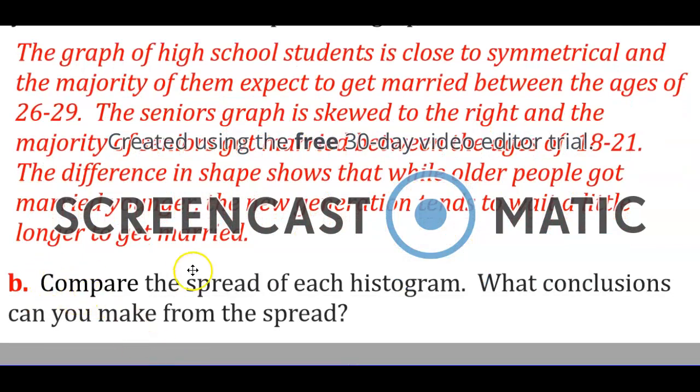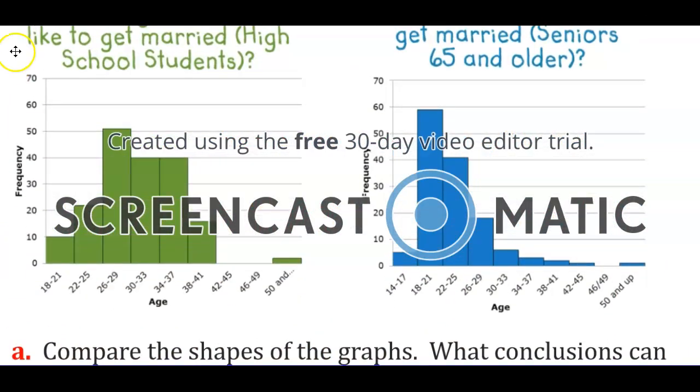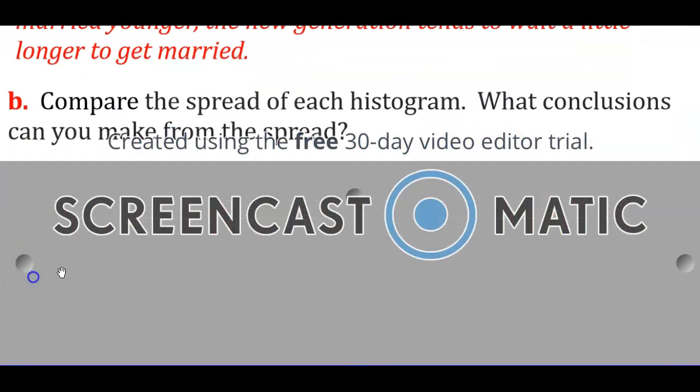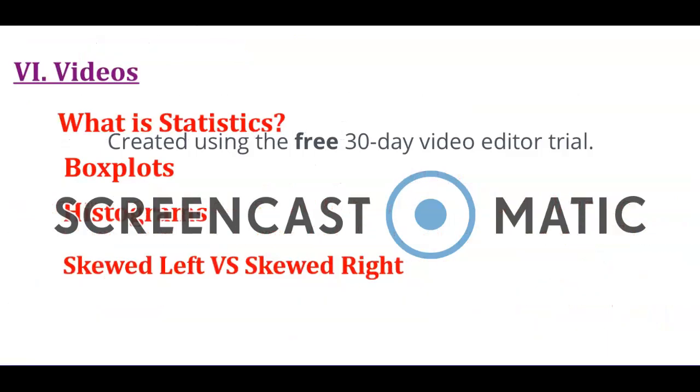Okay? Compare the spread of each histogram. What conclusions can you make from the spread? All right, I'm going to pull that back up, take a look at the spread. And now that we've looked at the spread, let's take a look at what the analysis is. Again, noticing because people actually did get married at 14 to 17. Yeah, anyway, hoping that doesn't happen.